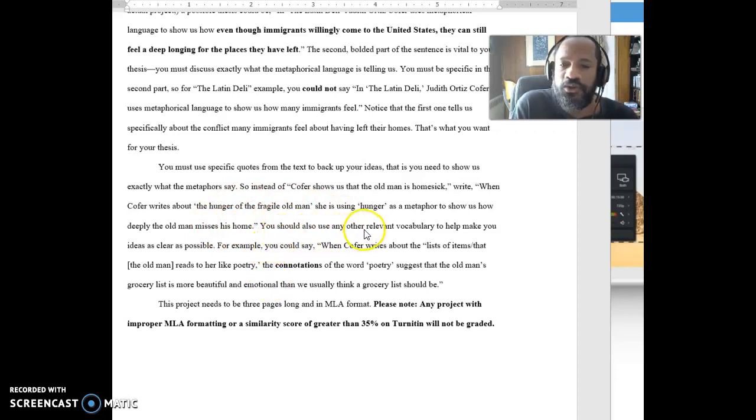And I say you should also use any other relevant vocabulary to help you make your, sorry, I've got a typo here, to make your ideas as clear as possible. For example, you could say, when Kofor writes about the lists of items that the old man reads to her like poetry, the connotations of the word poetry suggest that the old man's grocery list is more beautiful and emotional than we usually think a grocery list should be, right? And so see how we've been talking about that word, connotations.